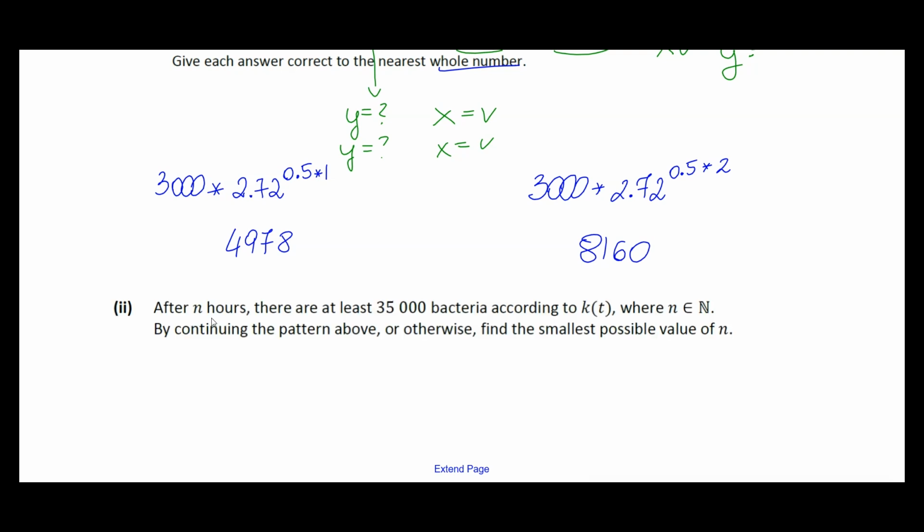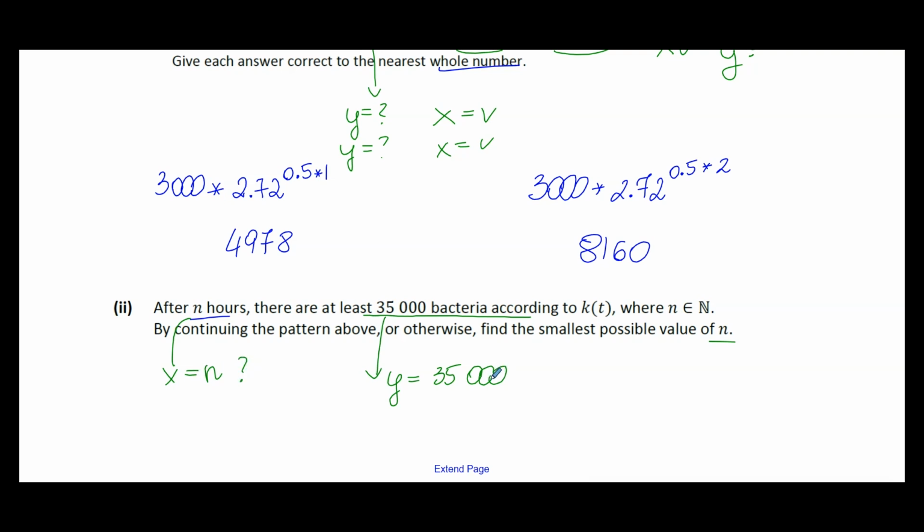Okay, let's have a look at the second part here. After n hours, so what is that? The number of hours, that is the value of x that they are referring to. Give me n. There are at least 35,000 bacteria. So what is that value of y? 35,000 bacteria according to our function. By continuing the pattern above, otherwise find the smallest possible value of n. So basically we are looking for x, they gave us y.